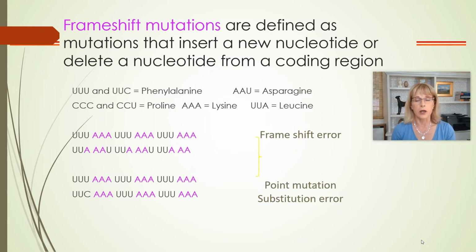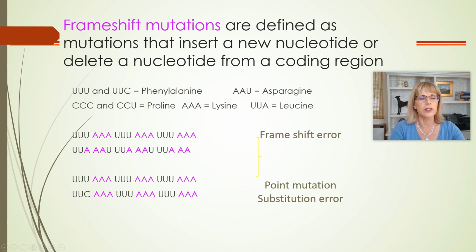So there are two different kinds of mutations. The first one we'll talk about is a frameshift mutation. You should know the definition. It is the insertion or the deletion of a nucleotide from a coding region.